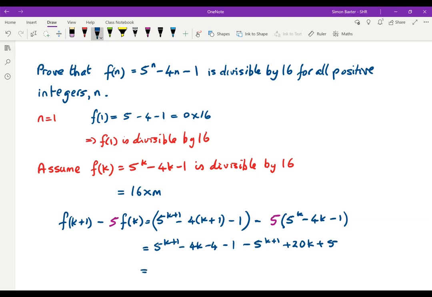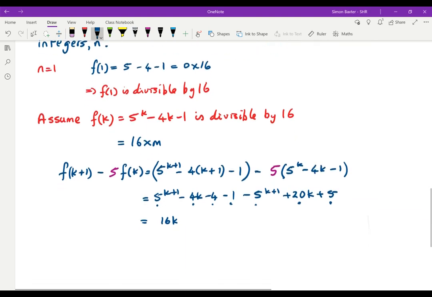Let's see what happens here. 5 to the k plus 1 minus 5 to the k plus 1, they've gone. It's what we wanted. Minus 4 minus 1 is minus 5 plus 5. That disappears. And then we have minus 4k plus 20k is 16k. My 16 has appeared. And when I play this trick of eliminating the power of 5, you are going to find the 16, the number that you want, appearing here.